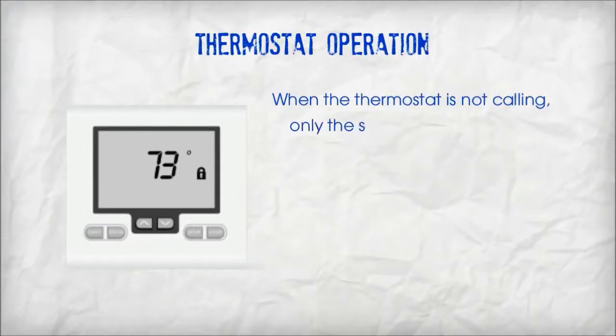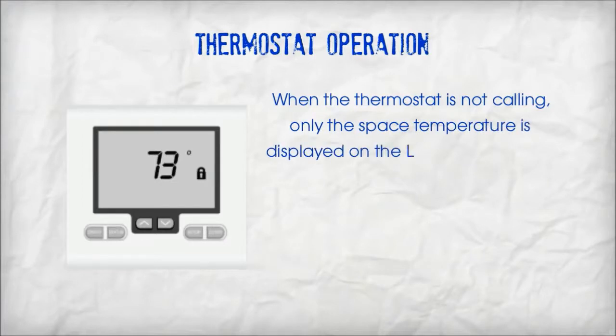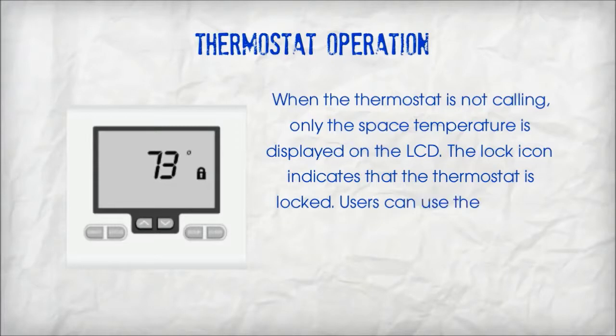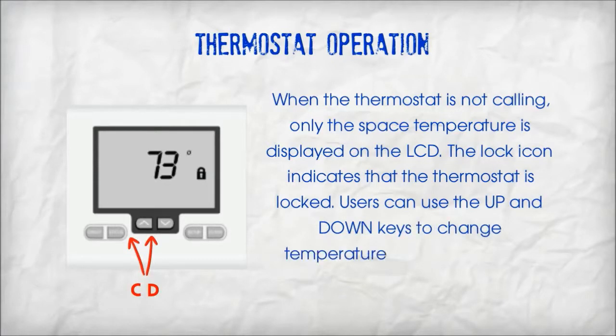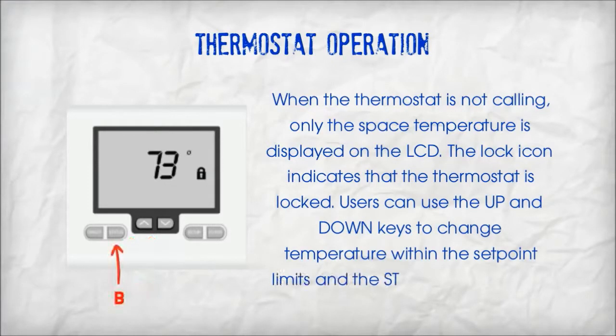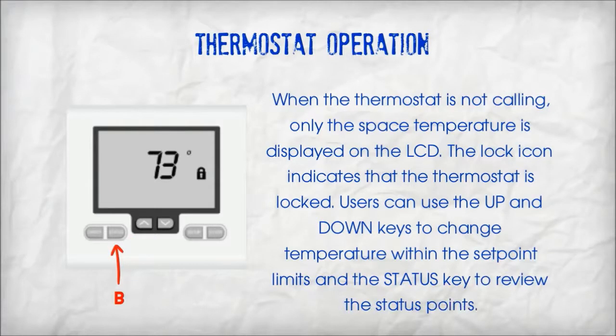When the thermostat is not calling, only the space temperature is displayed on the LCD. The lock icon indicates that the thermostat is locked. Users can use the up and down keys to change temperature within the set point limits and the status key to review the status points.